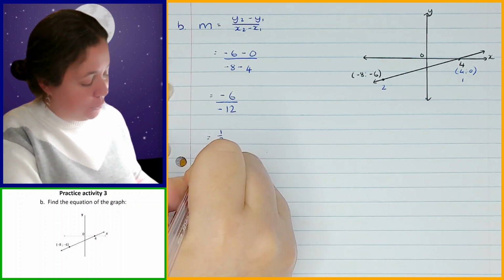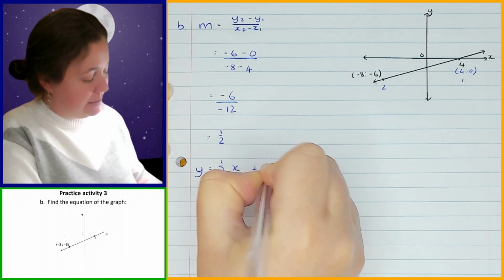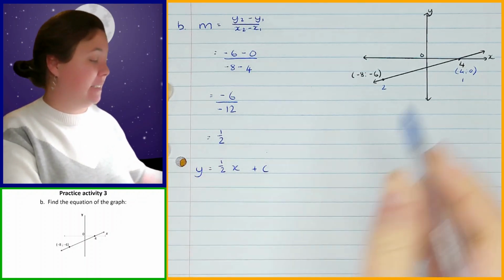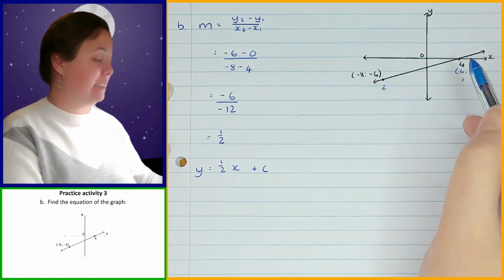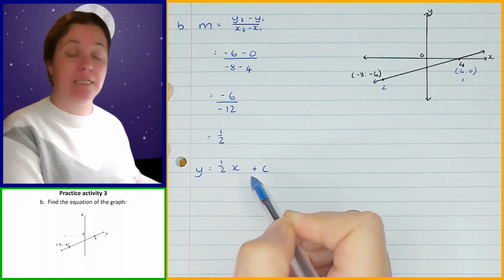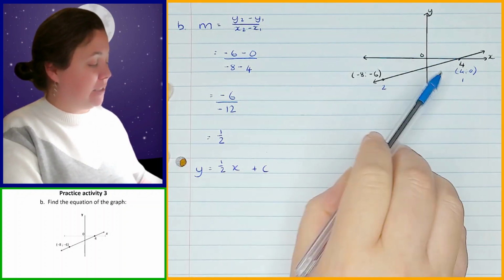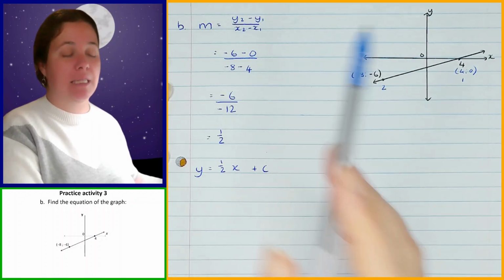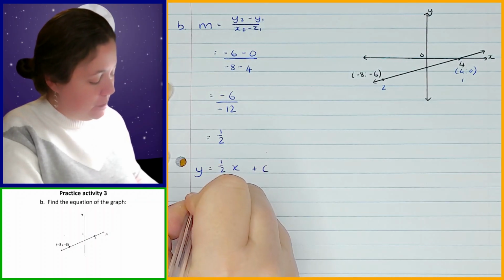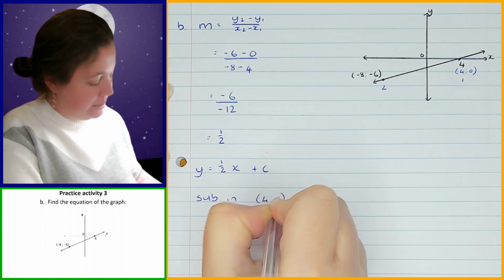So far I know that y is equal to half x plus c, but I don't know what c is because they haven't told me what the y-intercept is. So now I need to choose one of these points and substitute it in to find out what c is. Again, it doesn't matter which one you use. I'm going to use the point (4, 0), but you could have used (-8, -6) if you wanted, and that would be fine too.